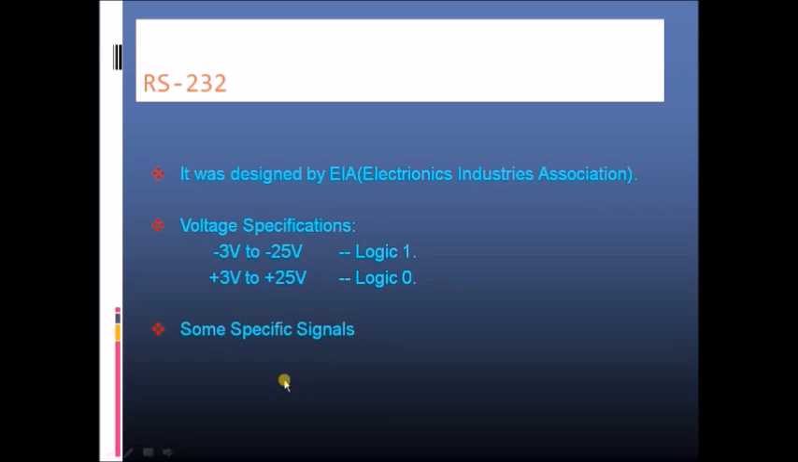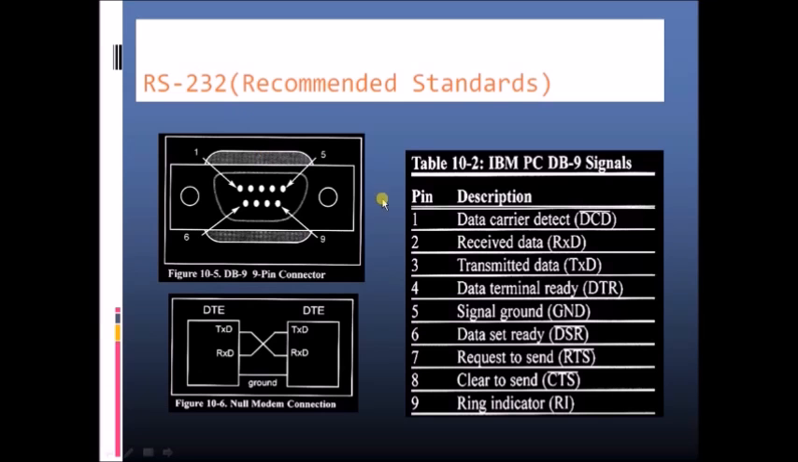Let us see what are those signals which are specified by this RS-232 protocol. As you can see here, a total of 9 signals are given by this RS-232 protocol. Out of these 9 signals, in case of serial communication we are using only 3 signals. Those signals are transmit data, receive data, and then signal ground. Transmit data is used for transmitting the data, and RxD is used for receiving the data.